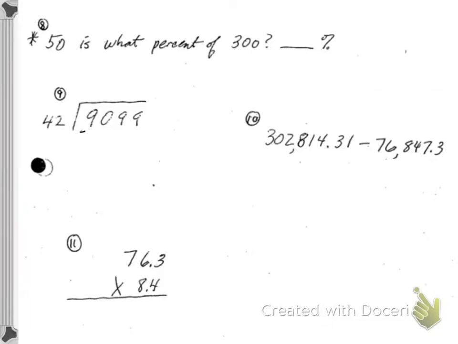50 is what percent of 300? So what I'm looking for is a percent. And of course, you know that if you're looking for a percent, I must start with a fraction. So it's 50 over 300. All right, let's cancel out that 0. So I have 5 over 30. Let's simplify that. 1 over 6. I divided each one by 5, right?